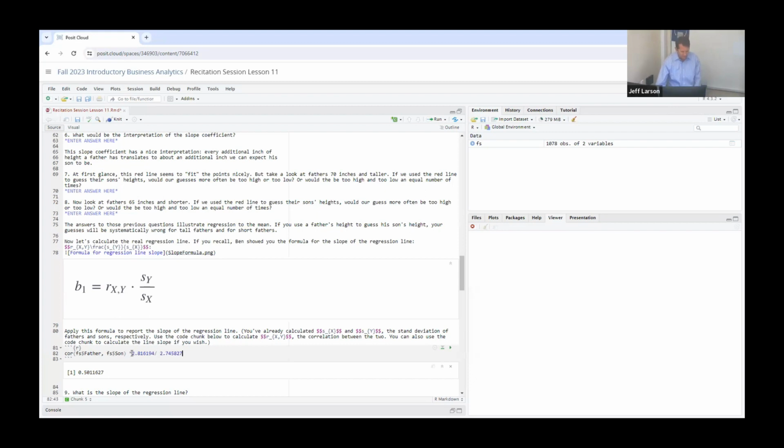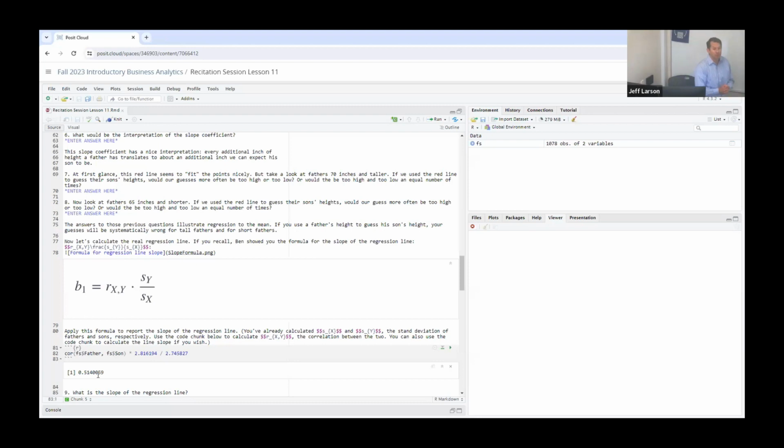I very frequently, for some reason on this data set, always mix up y and x. So y is the son's, x is the father's. So this is the standard deviation of the son's heights. This is the standard deviation of the father's heights. Okay, but then we multiply it by this correlation of 0.5. So the actual regression line slope is 0.514, not 1.